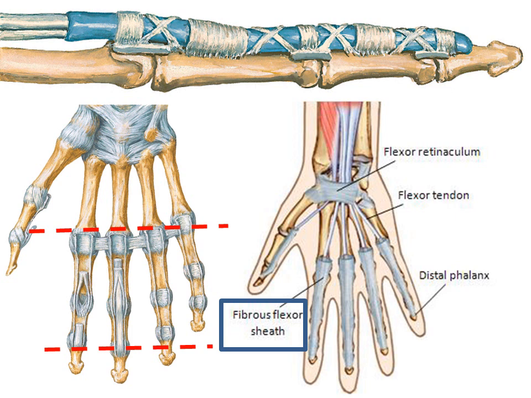Its function is to keep the long tendons in position during flexion. It begins here from the head of the metacarpals till the base of the distal phalanges.